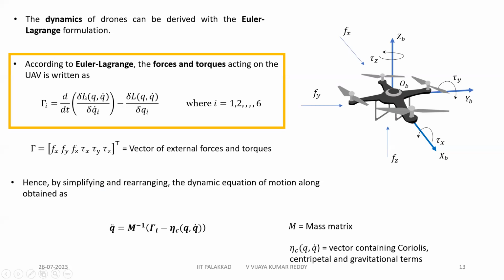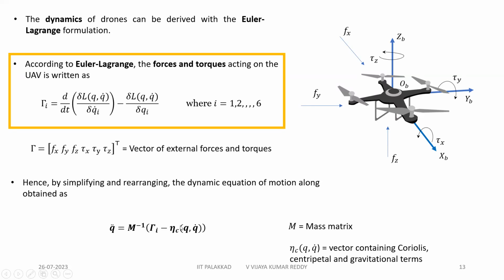By simplifying, just by using partial differentiation and so on, we do the derivations of this Lagrangian, where previously we had this equation, right? And by simplifying this, we get the equations in this form. This is the dynamic equation, or equation of motion, where q double dot equals M inverse times tau, where M is the mass matrix. It has the masses and inertia contained in it. And tau is the forces and the torques acting on this quadcopter, minus the remaining term, which contains Coriolis forces and centripetal forces, gravitational terms and so on.